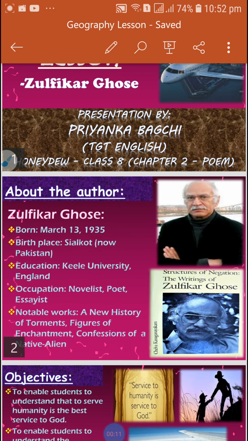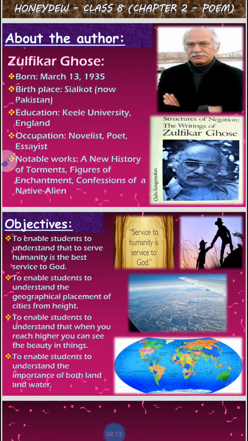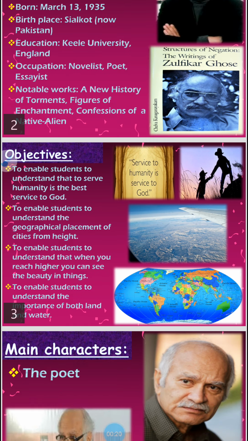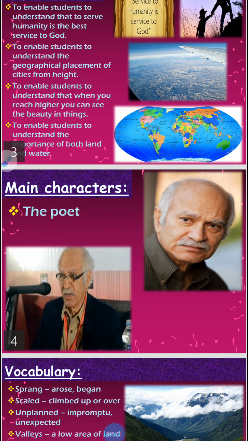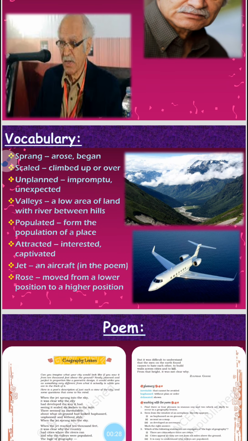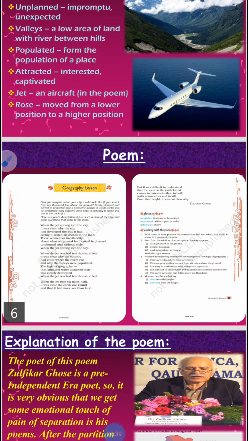And here all the necessary details are given. You can see about the author and the objectives, the main characters, only one main character here, and that is the poet only. This is vocabulary, and vocabulary means synonyms or word meaning, similar meaning to a word, which you have to learn. Now come to the poem.